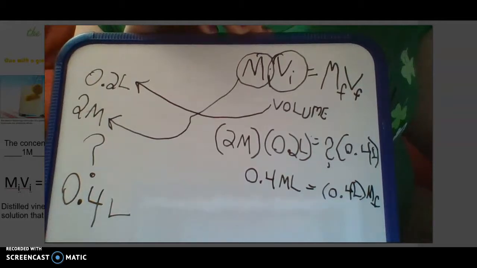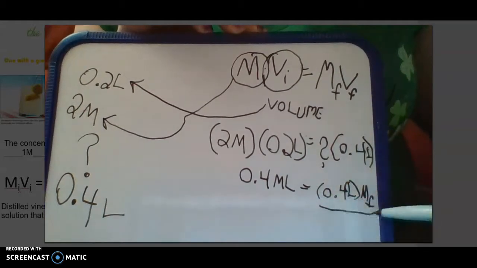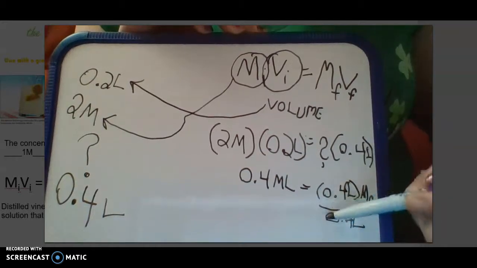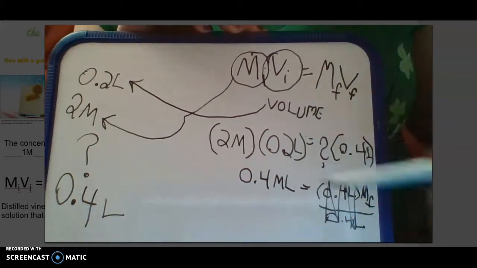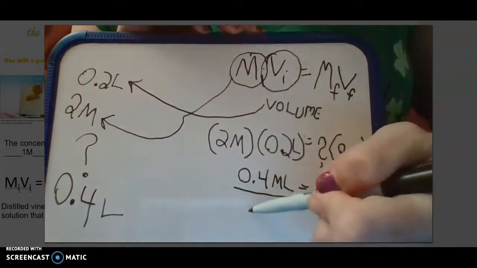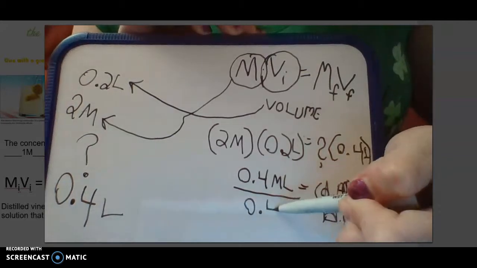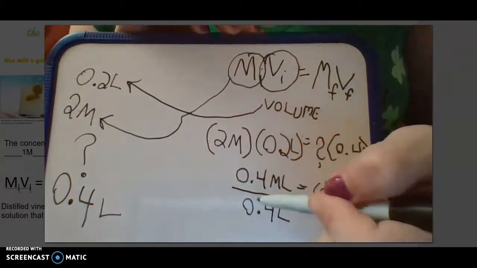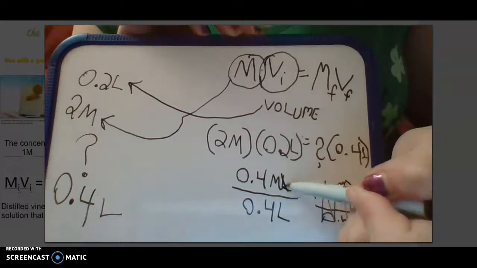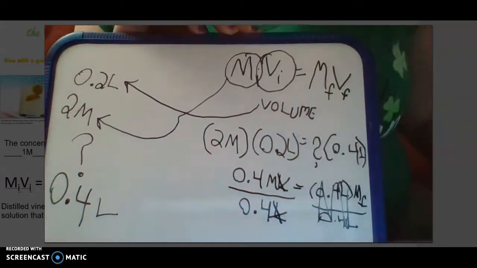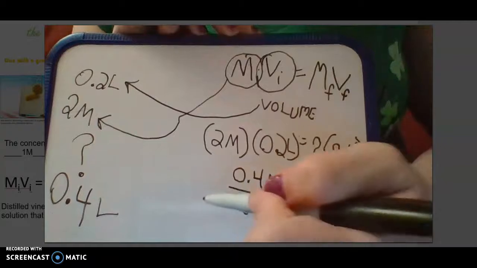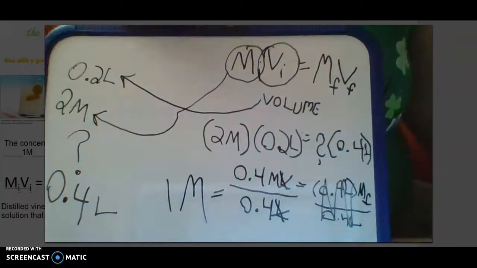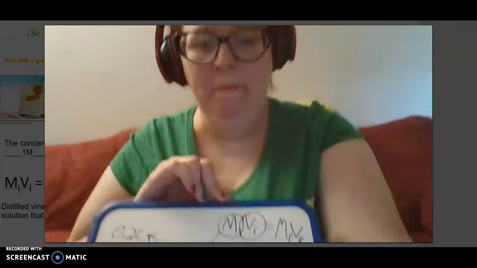Now what? Divide this side by 0.4 liters. Divide this side by 0.4 liters. And then what do you get? Hey, looky there. It's exactly what I got on the screen, isn't it?